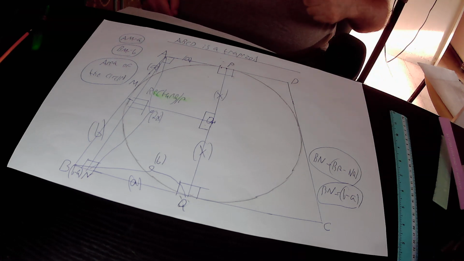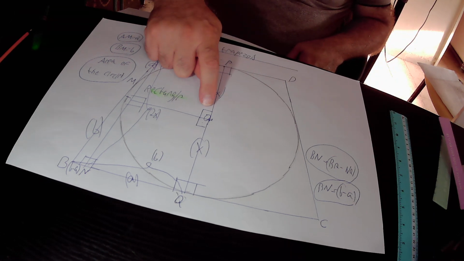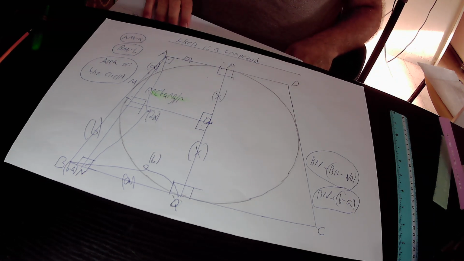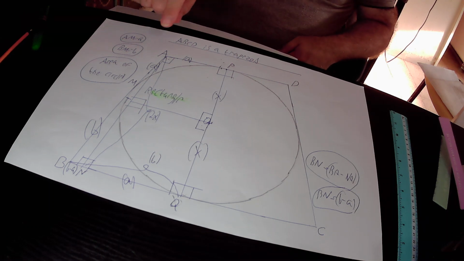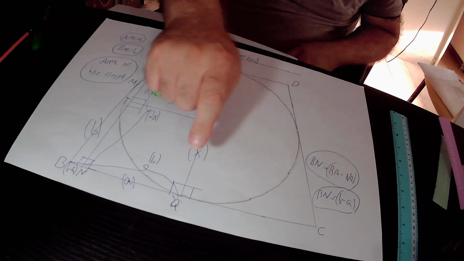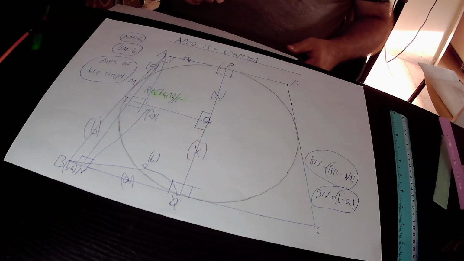So first of all, we define the center of this circle. This point is point O. We define the point of tangency of tangent AD with this circle. This point is point P. And we define the point of tangency of tangent BC with this circle. This point is point Q.